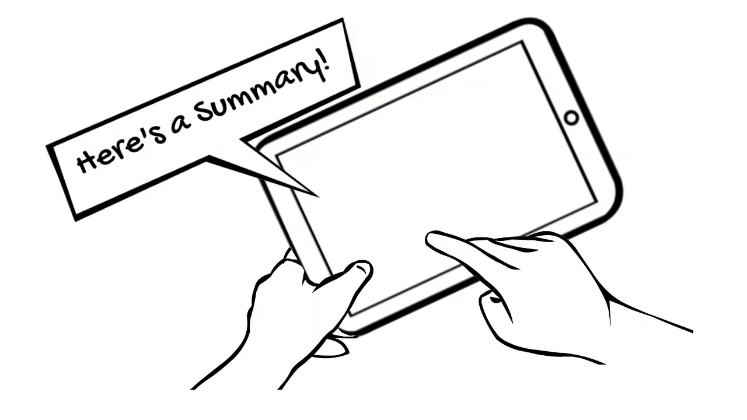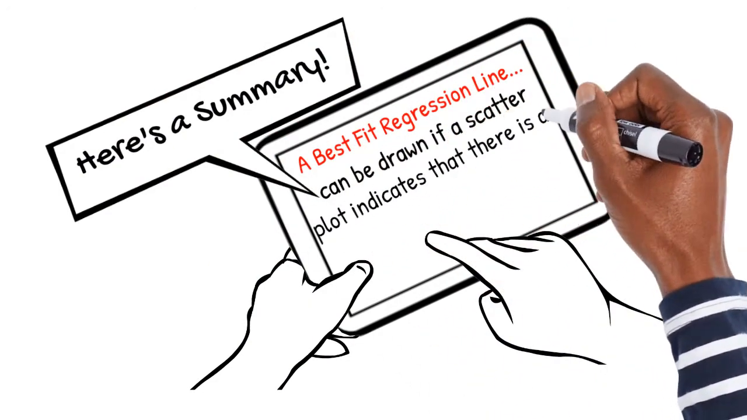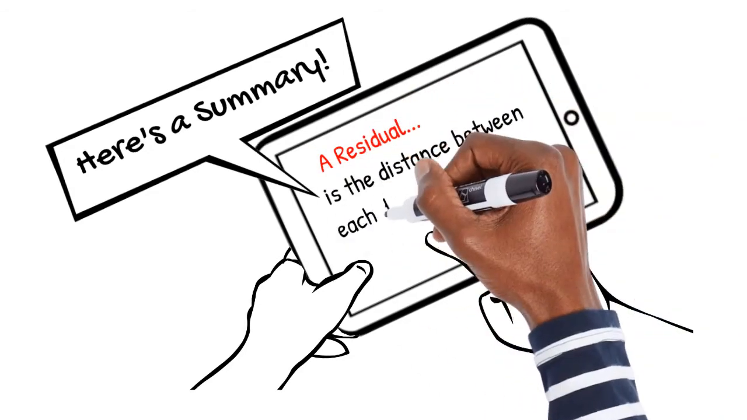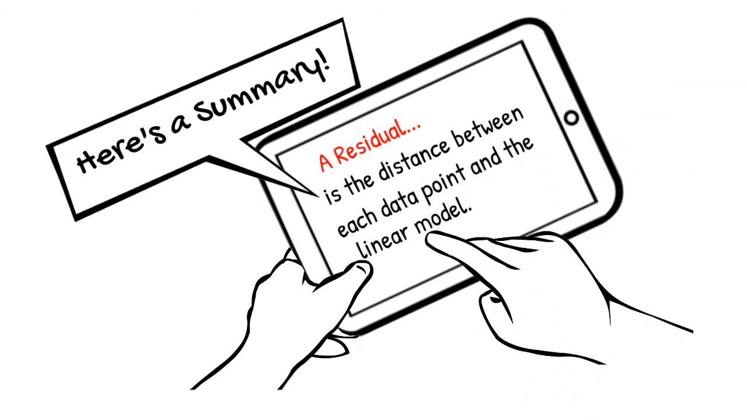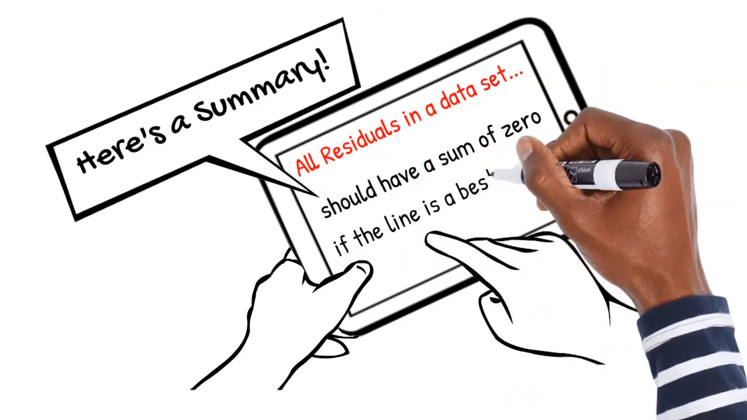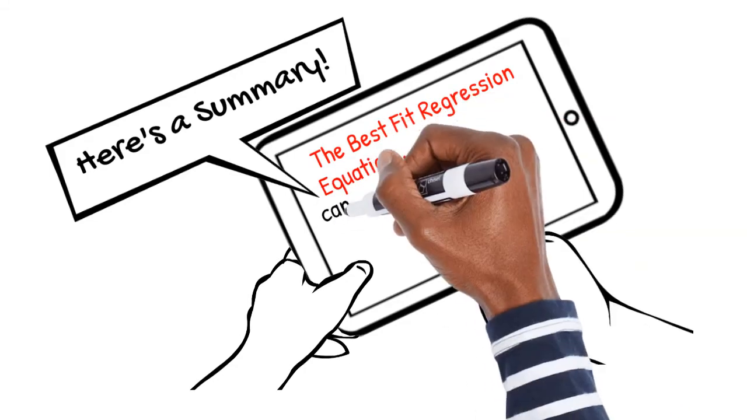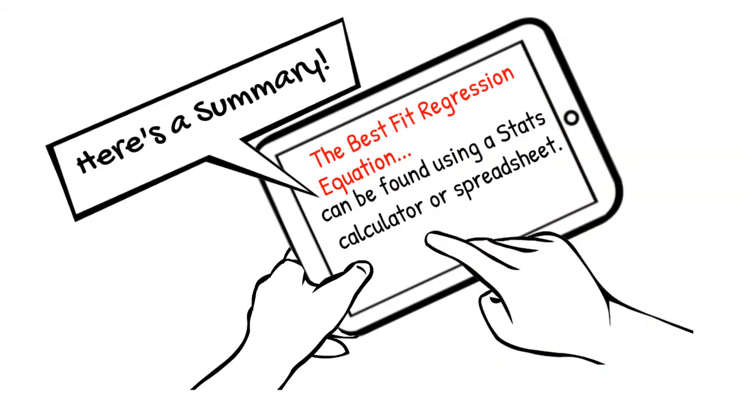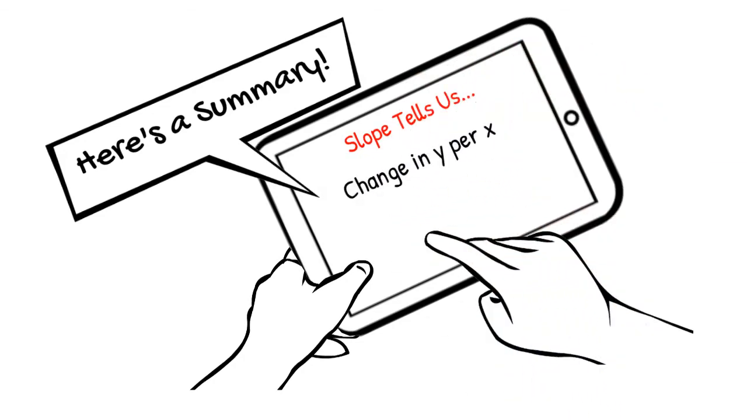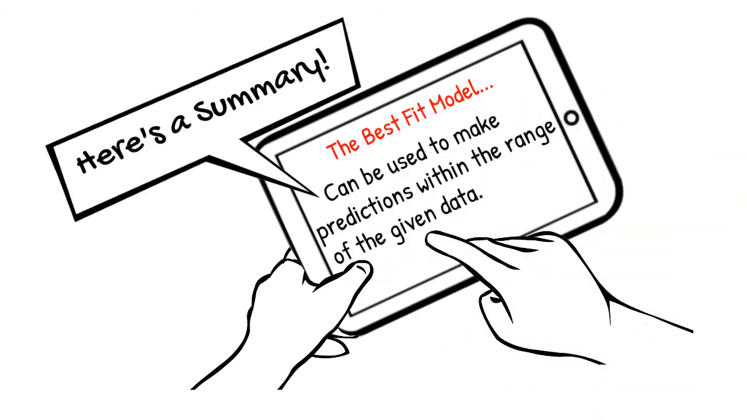Here's what we've learned in this video. A best fit regression line can be drawn if a scatter plot indicates that there is a strong correlation. A residual is the distance between each data point and the linear model. All residuals in a dataset should have a sum of 0 if the line is a best fit line. The best fit regression equation can be found using a statistics calculator or spreadsheet. Slope tells us the change in y per x. The best fit model can be used to make predictions within the range of given data.